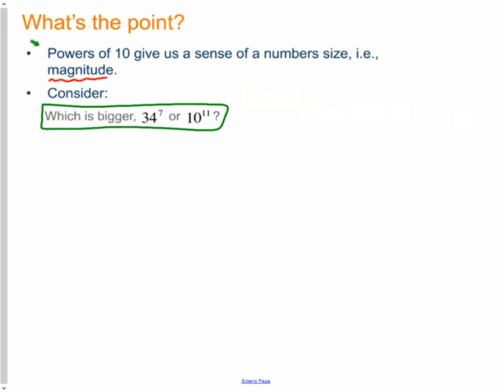Well, we know 10 to the 11th power would be 1 with 11 zeros. I might have put the commas in the wrong place. So it's 100 billion. We don't know what 34 to the 7th power is without actually using a calculator. So powers of 10 are easy to work with, and believe it or not, even though 34 is a much bigger number than 10, 10 to the 11th power is actually bigger. So it helps to understand powers of 10. And that's our lesson for today.